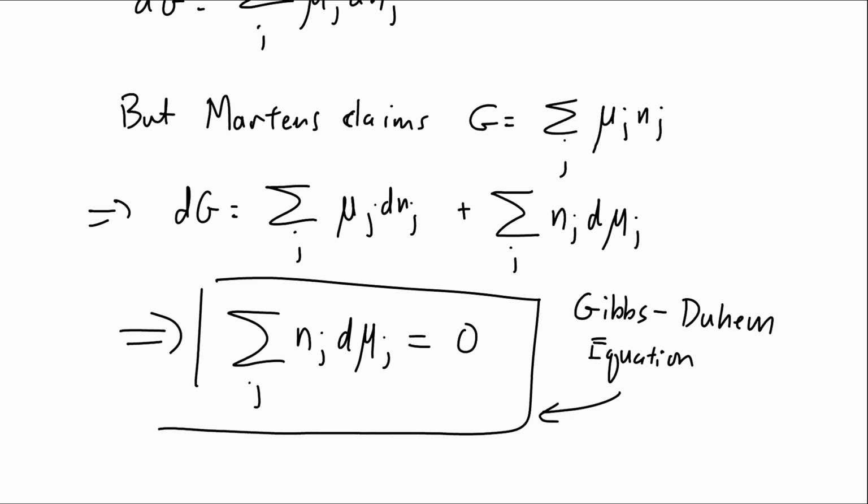This is something called the Gibbs-Duhem equation. And what that is, in a sense, is a constraint on how chemical potentials can change. You can't just change all the chemical potentials of a system. They have to change in such a way that this is equal to 0.